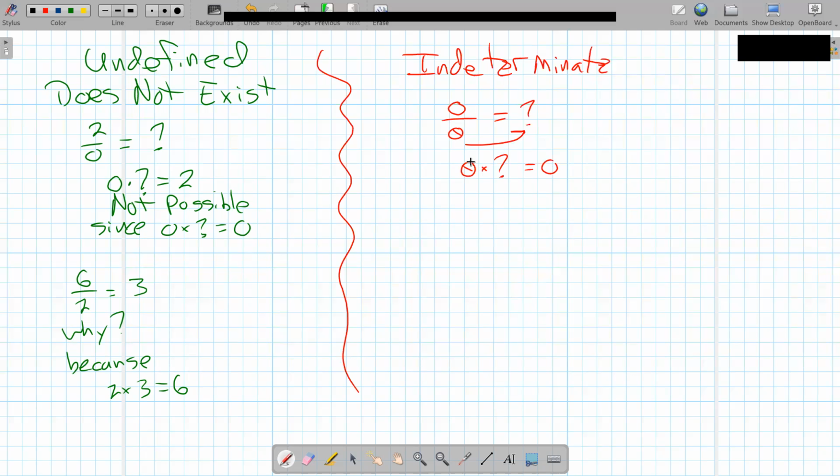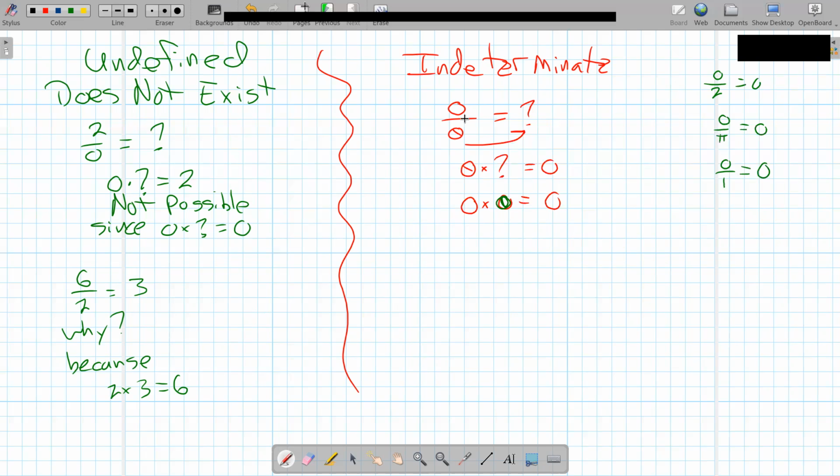And this says what times 0 equals 0. Well, take your pick. 0 times 0 equals 0. So 0 is a possible answer here. And that makes sense because I know 0 divided by 2 is 0, and 0 divided by pi is 0, and 0 divided by just about any number I want is 0.